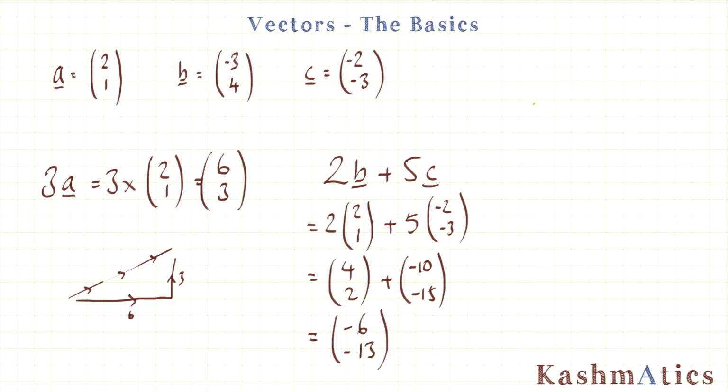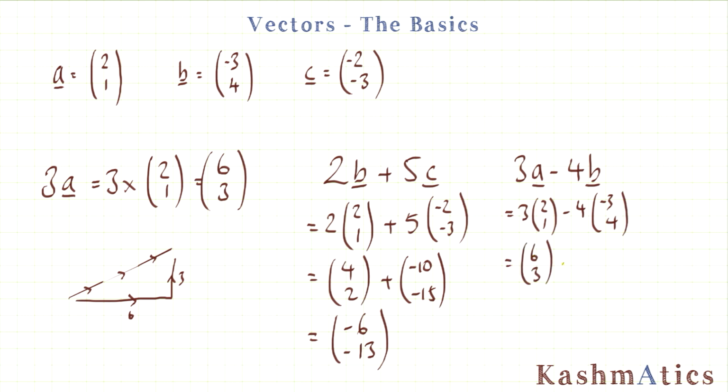And let's do one more. Let's say we had 3a take away 4b. Alright, so that would be 3 times a take away 4 times b, which is that. And this becomes 6, 3. And this becomes takeaway. Remember, that's that takeaway there. This becomes, so ignore that takeaway for now because we've already dealt with it over here. 4 times minus 3 is minus 12, and 4 times 4 is 16.